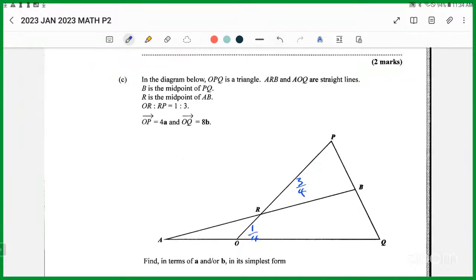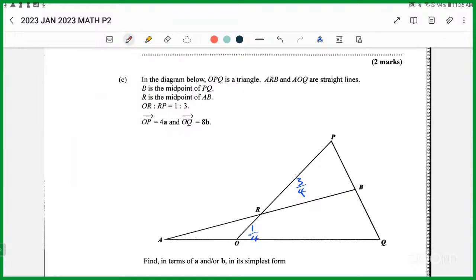So whatever vector O to P is, this is a quarter of that vector, and this is 3 quarters of that vector. And what is that vector? Easy. The whole vector is 4A, the whole of this vector up here. 1 quarter of 4A is A down here, and 3 quarters of 4A is 3A. So based on that, I can put on these vectors quickly.